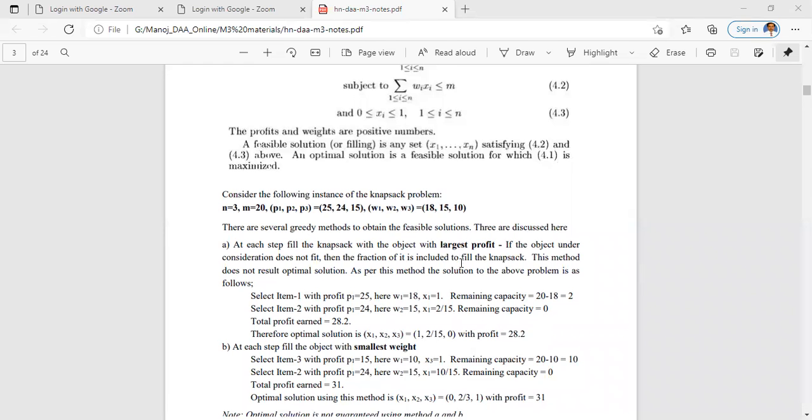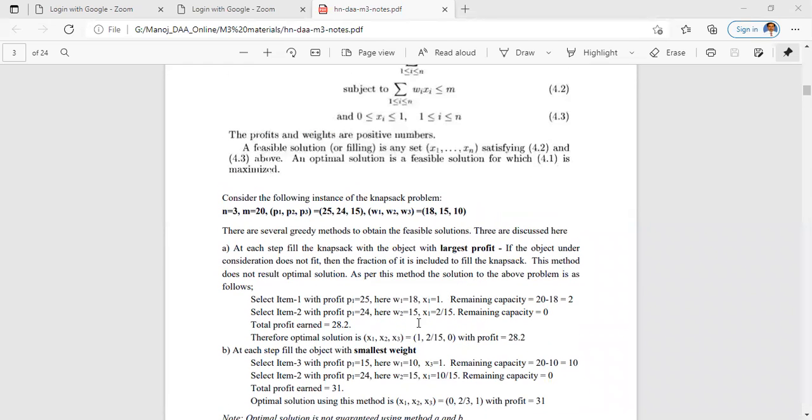Are you able to see this particular solution? Are you able to see the screen? Yes, tell me, because I shared that particular problem. Is it visible? Okay, so take this particular problem. The solution is given here, that's why I'm taking it.